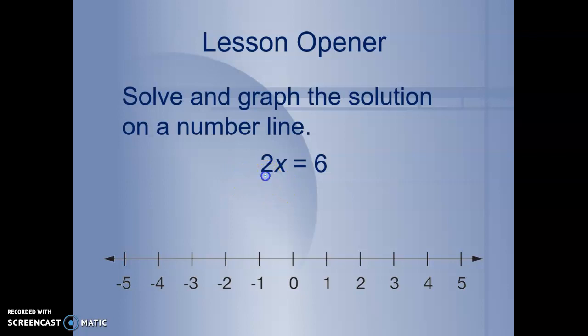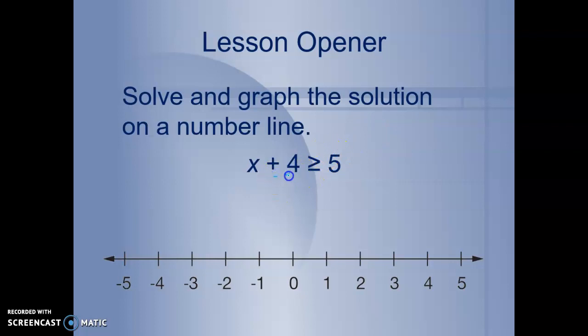Well, if we were to solve for x, we know that we would have to divide both sides by 2, and when we do that, we get x equals 3. We're going to show that on the number line with a solid dot at the number 3. What about x plus 4 is greater than or equal to 5?